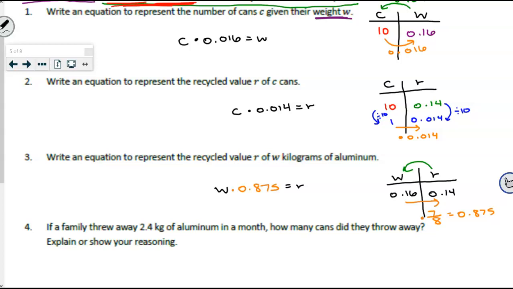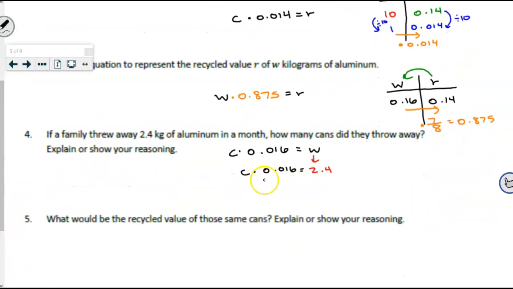Okay. Which equation is going to help us answer this question? Gideon. The first one, because the first one relates weight, which is what we're given. We're given the weight, and we're asking about how many cans. So it's this first one. That's exactly what we're going to do. Let's rewrite that one. C times 0.016 is equal to W. But I know the W, the weight that it gives me in this problem, the weight that we should be using is 2.4. So C multiplied by 0.016 is equal to that 2.4.